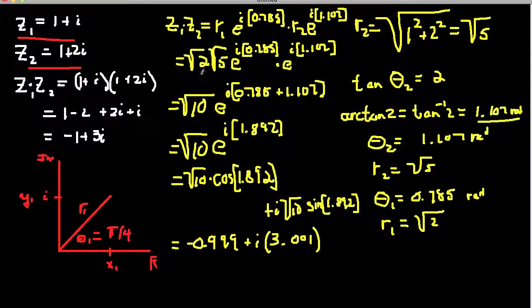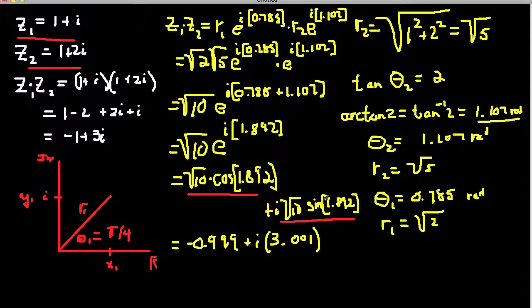Okay, so once you have the complex numbers in polar form, and you multiply them, the modulus of the two numbers multiplied together is the modulus of the product, and the sum of the angles is the angle of the product. And as we see, here's the answer that we get right here. Square root of 10 times that is the real part. I times square root of 10 times the sine of that is the imaginary part.